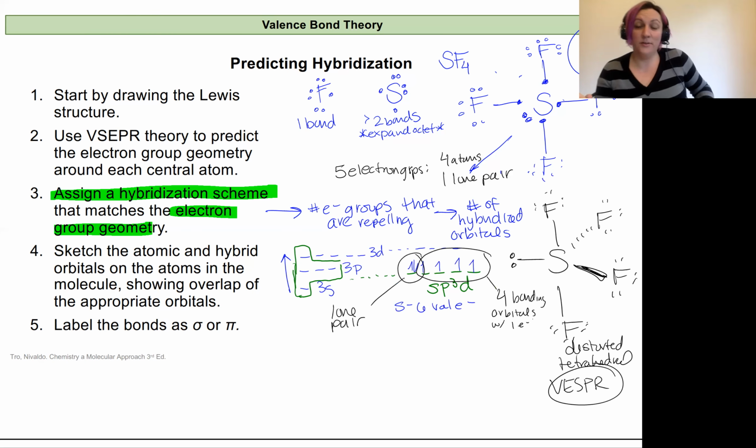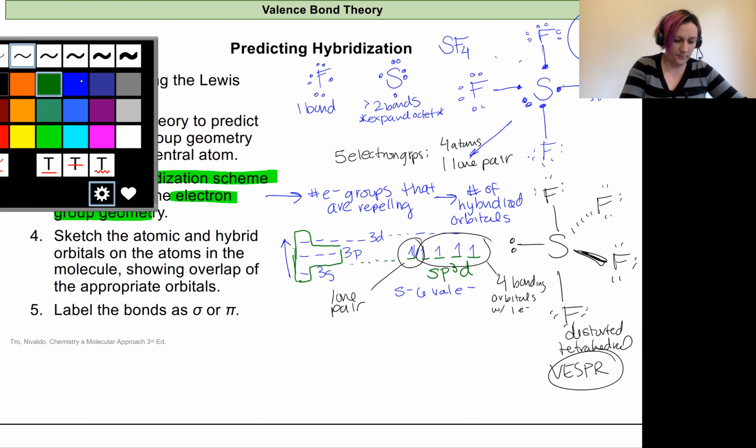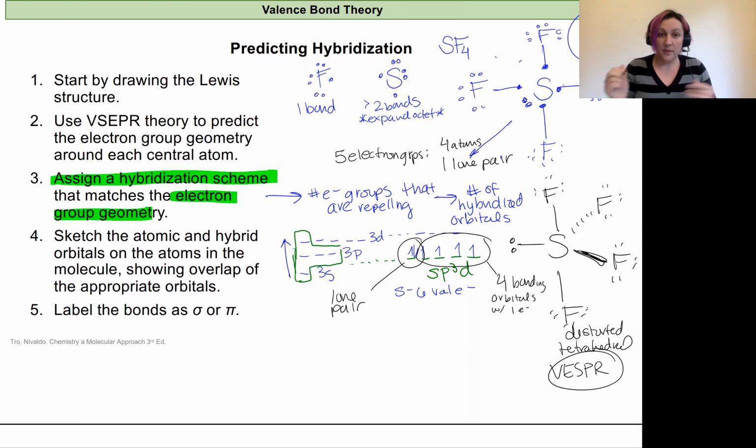All right, so now I know my hybridization, which is great, and I can now sketch my atomic orbitals and hybrid orbitals onto the atoms of the molecules, and then draw this picture and then label them as sigma and as pi. Give myself a little bit more room here if I can. All right, so let's build this. I'm going to switch colors. All right, so I'm going to put my sulfur in the middle. Actually, let's keep black.